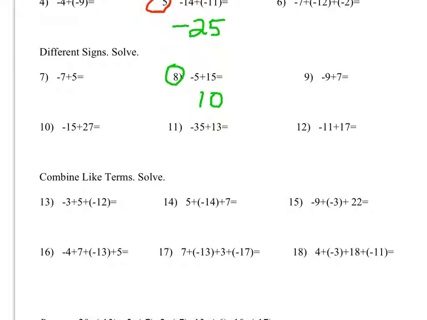Finding one with a larger negative would be number 9. So let me look at number 9. Negative 9 is further from 0 than 7 is from 0, so that creates a negative answer. The difference in 9 and 7 is 2. So negative 9 plus 7 is negative 2.